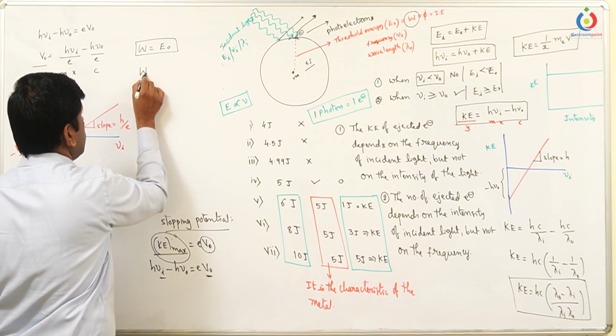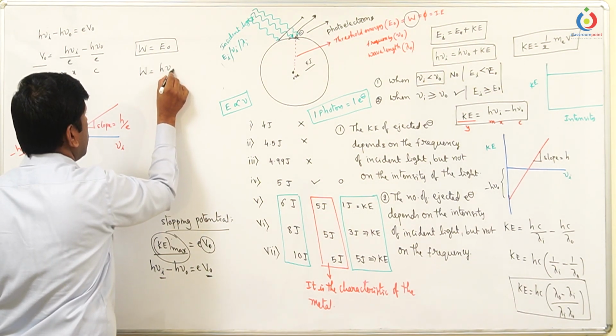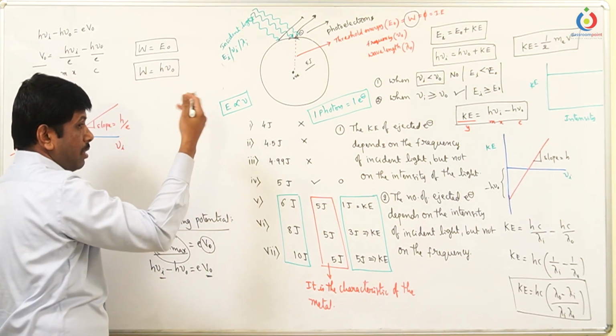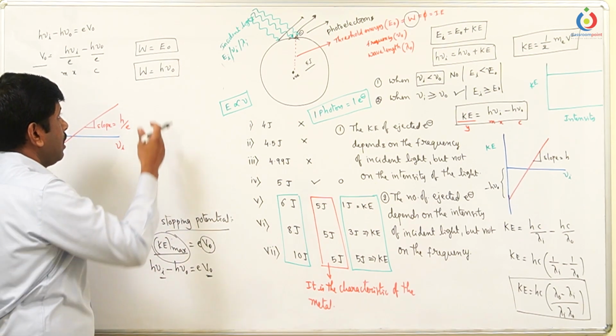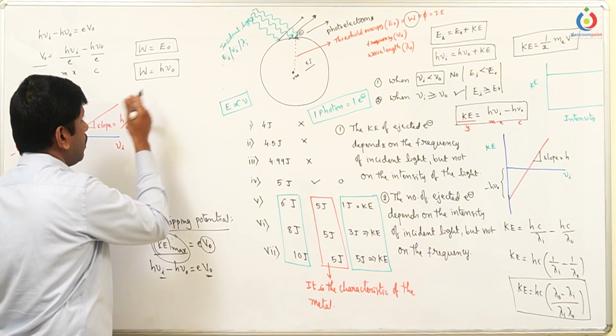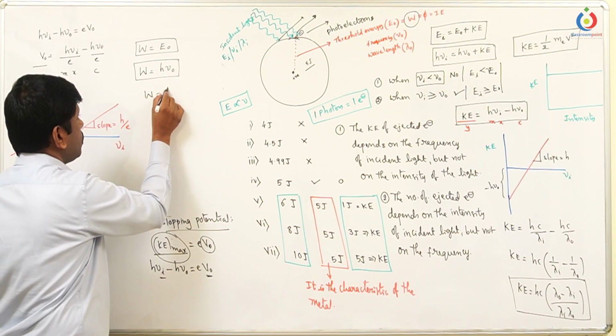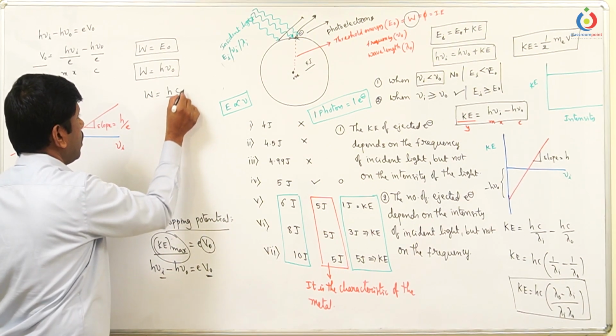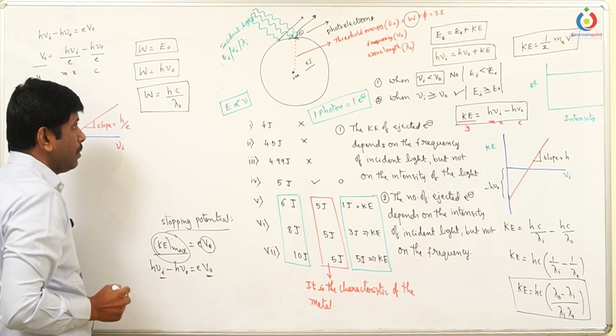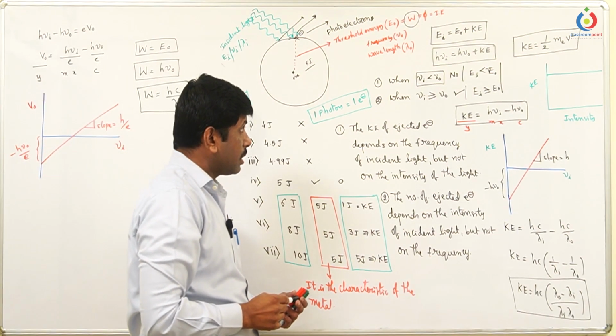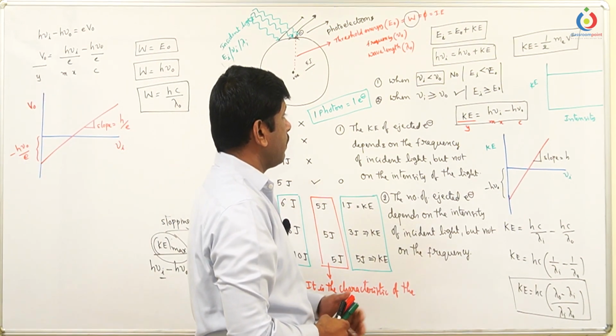Now work function is equal to threshold energy, that means h nu naught. If they ask to calculate the work function by giving some values, we can use this. So W equals hc by lambda naught. All these formulas can be used to calculate the work function or threshold frequency.